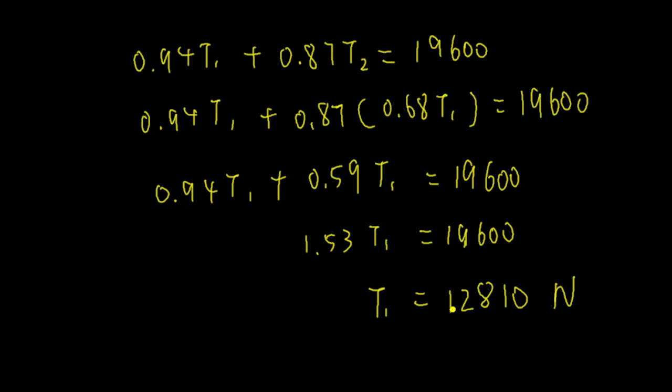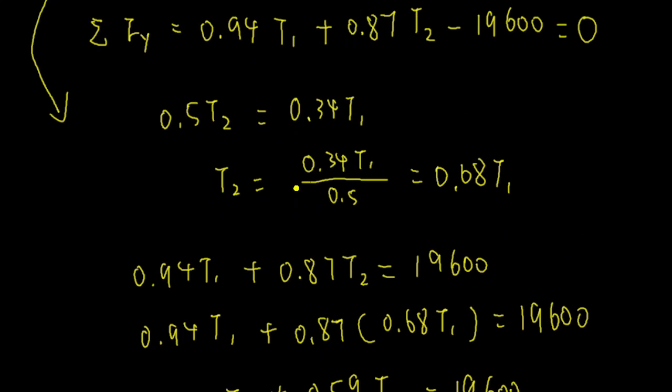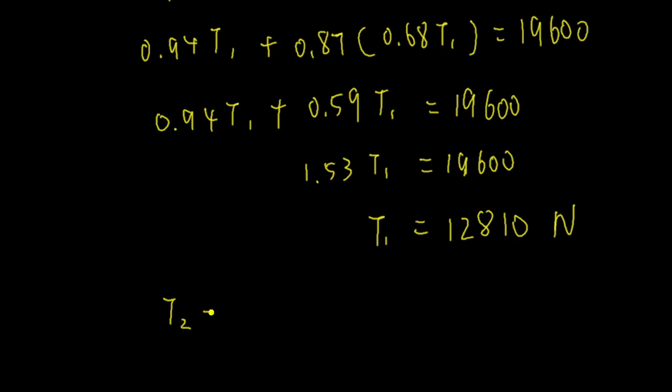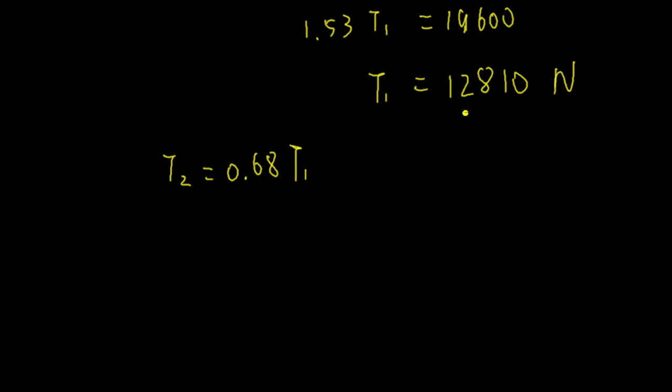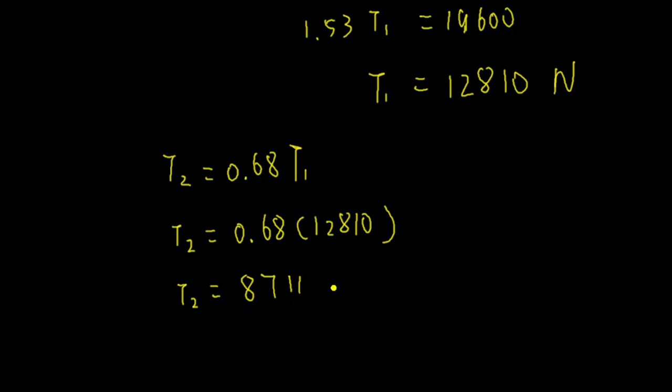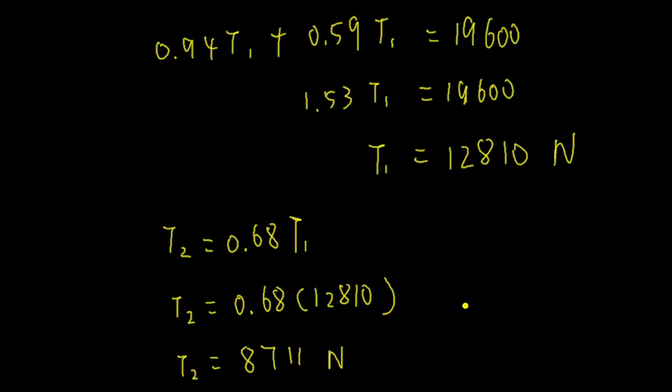Okay, so now you have T1 calculated. How do you calculate T2? Now let's go back to this simple equation here. T2 is actually equal to 0.68 T1. So we know that T2 is equal to 0.68 T1. And we calculated T1 already to be 12810. So to calculate T2, we just substitute 12810 into T1. And T2 is equal to 0.68 times 12810. Round it up to a whole number, 8,711 Newton.